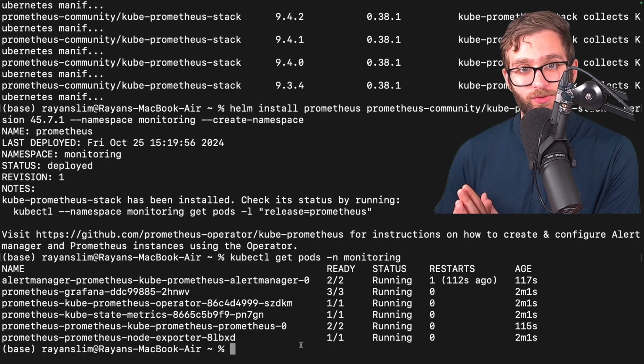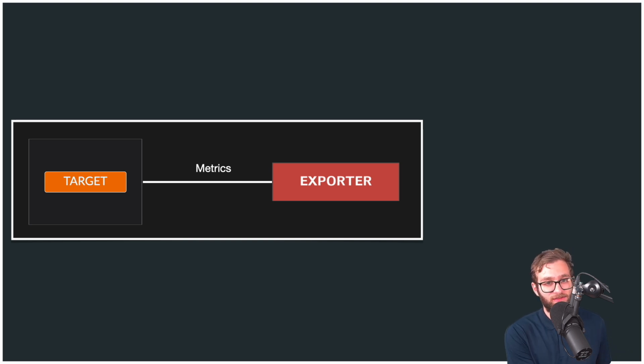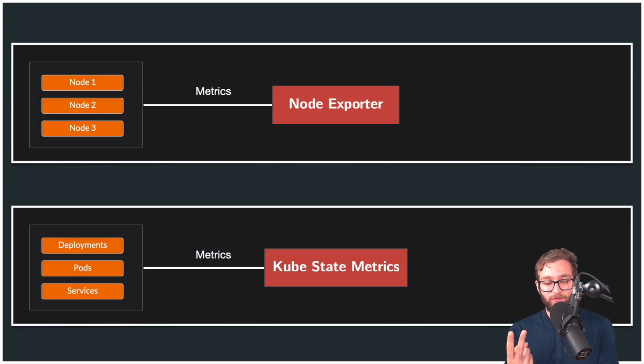Okay, now it's time for part 2 where we explore how the monitoring stack was already configured for infrastructure monitoring. So the gist of it is Prometheus relies on exporters to extract metrics from particular targets. For example, a MySQL exporter would be designed to scrape metrics from MySQL. A MongoDB exporter is designed to scrape metrics from MongoDB. In this particular case, by deploying the kube-prometheus stack, we get 2 exporters for free.